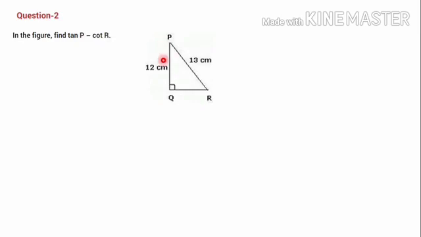Next, question number 2 of exercise 8.1. Question is, in the figure find tan P minus cot R. Here in the first part angle is P and in the second part angle is R. There is a given diagram, that is right triangle PQR is given to you. Length of PQ is 12 centimeter is mentioned and length of PR is 13 centimeter is mentioned. So given conditions we have to write in a right triangle PQR, PR is equal to 13 centimeter and PQ is equal to 12 centimeter.